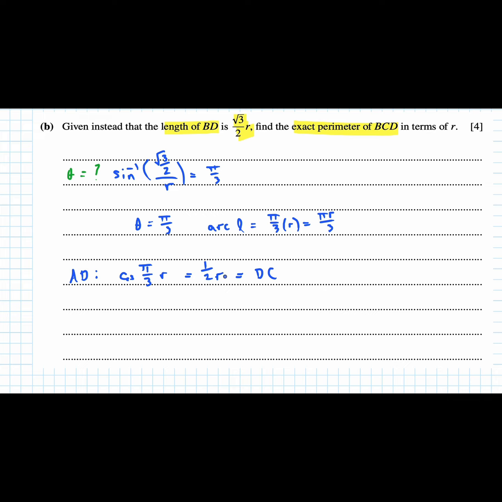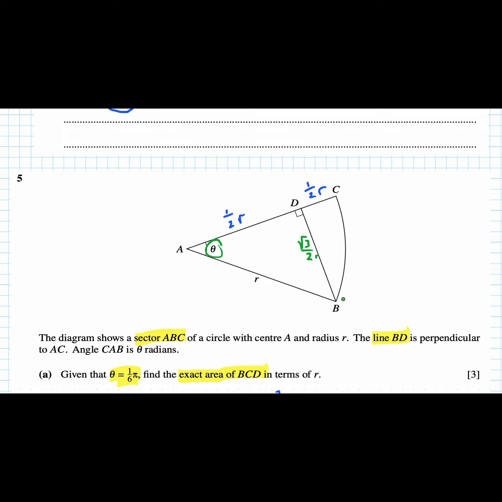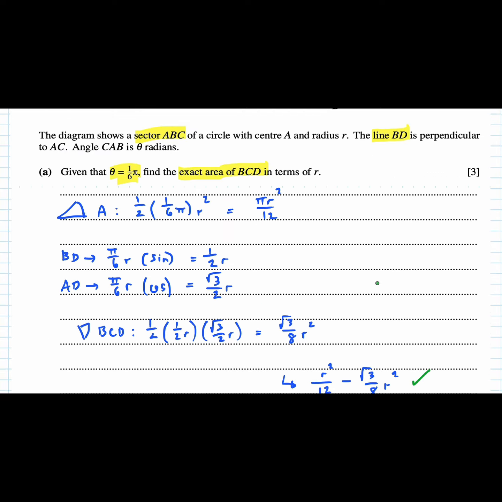So then we can put our three details together. You had your root 3 over 2 r. You have your pi over 3 r and your half r. They're the three sides of that shape for the perimeter of BCD. Once again, you can see the three sides of BCD there.